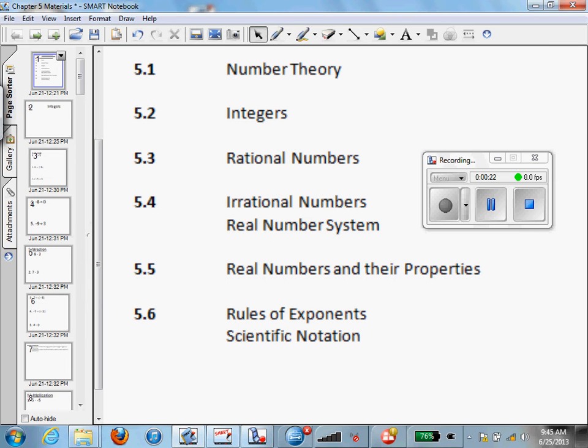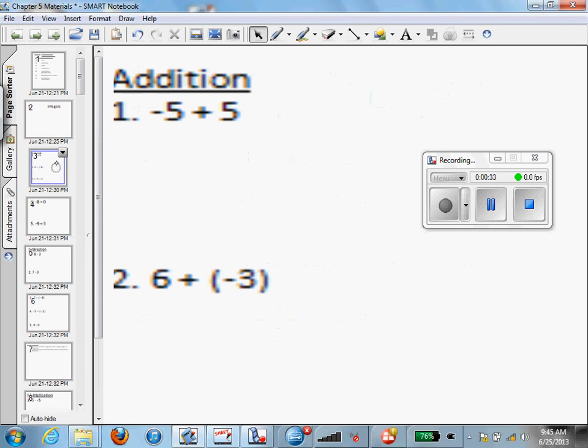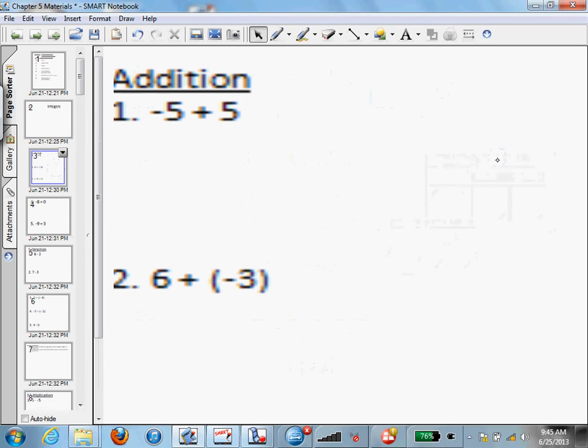Section 1 is number theory, and it is just basically vocabulary, so just want to read the book or refer to the notes. So actually we're going to be starting in Section 2, integers. So let's get started. First, you may be asked to solve some addition problems like this.